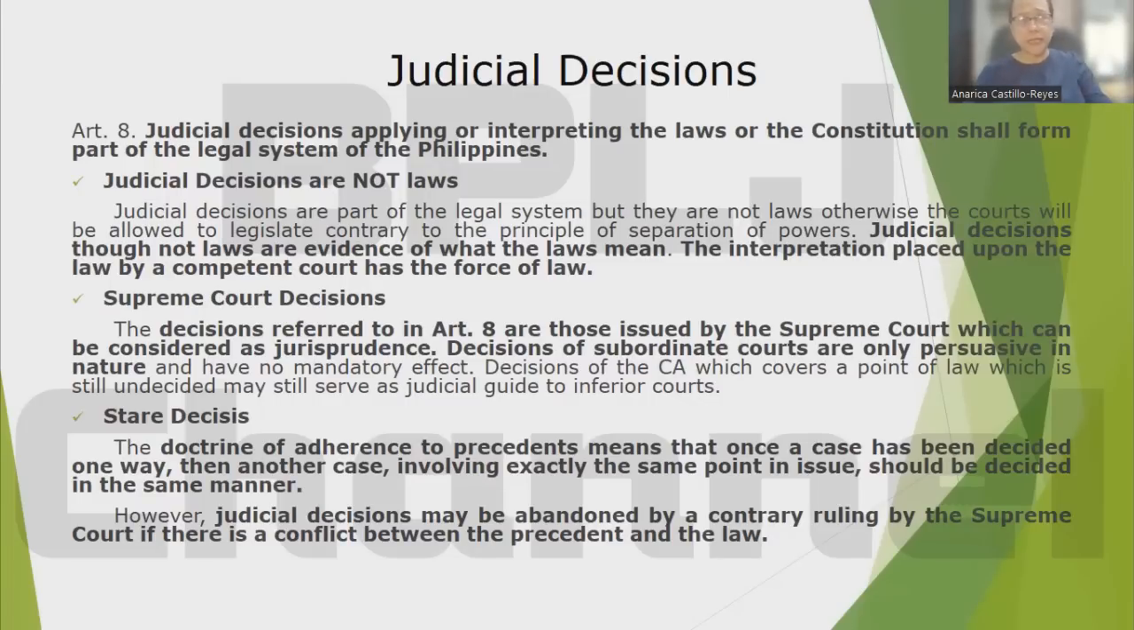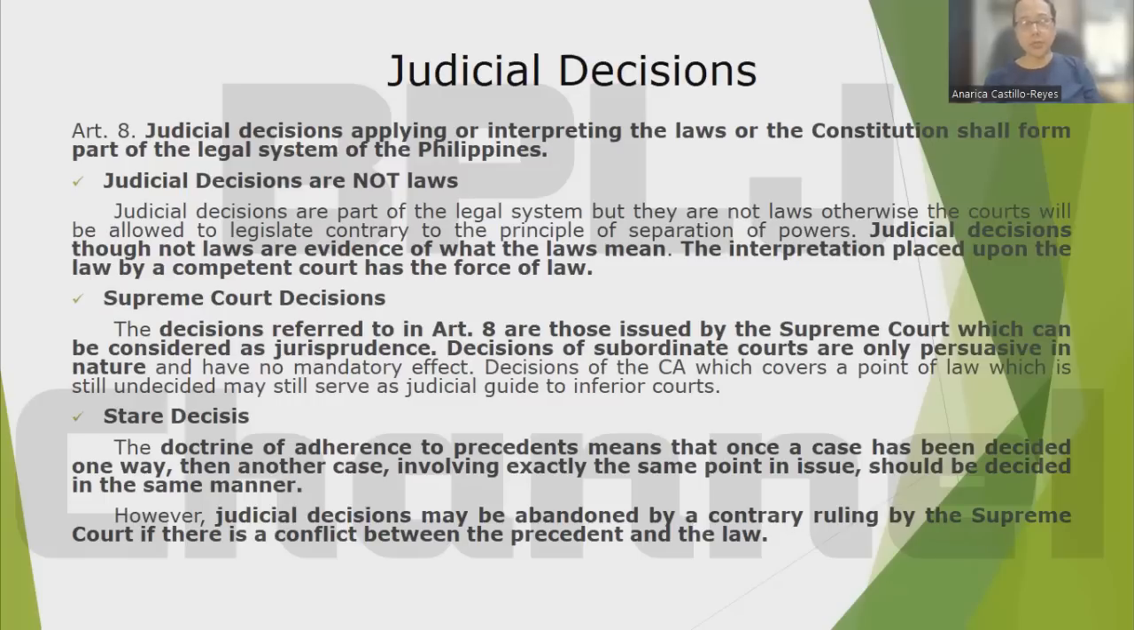Article 8 states that judicial decisions applying or interpreting the laws or the Constitution shall form part of the legal system of the Philippines. Okay, remember, judicial decisions are not laws. However, even if they are not laws, they are the evidence or the interpretation of what the laws are. Okay? And being the interpretation of the laws, they have the force of law.